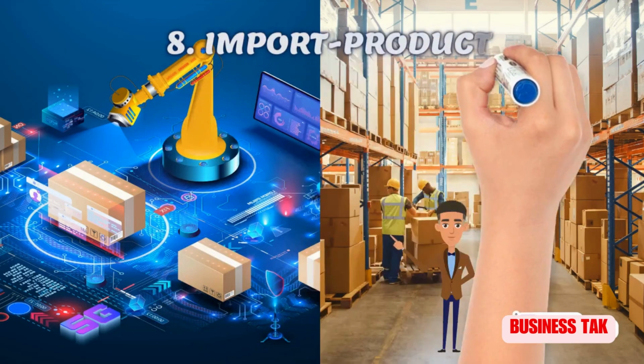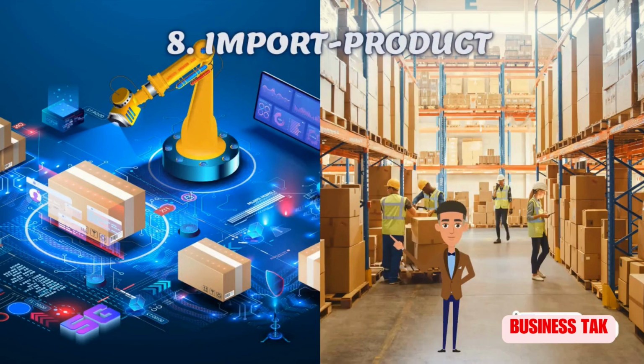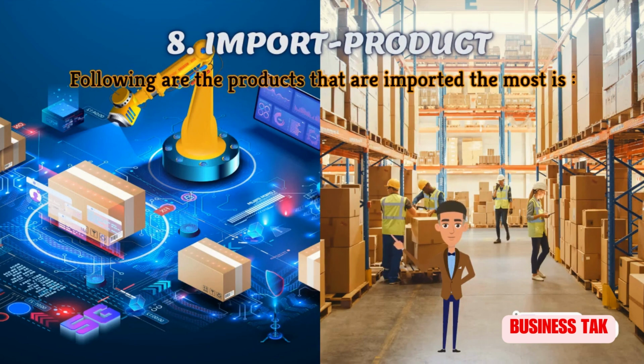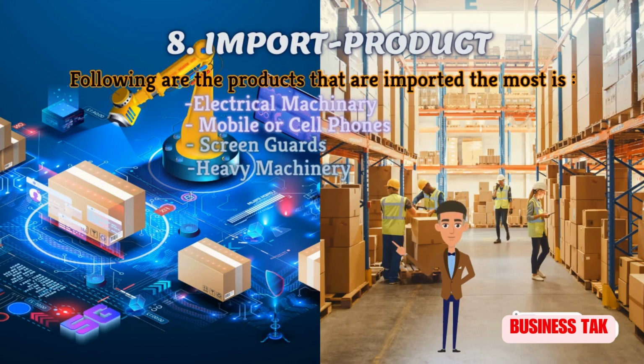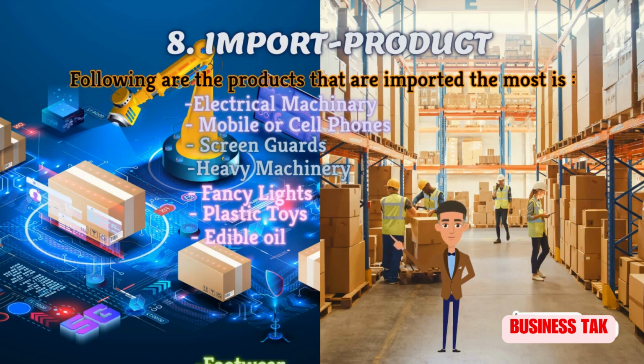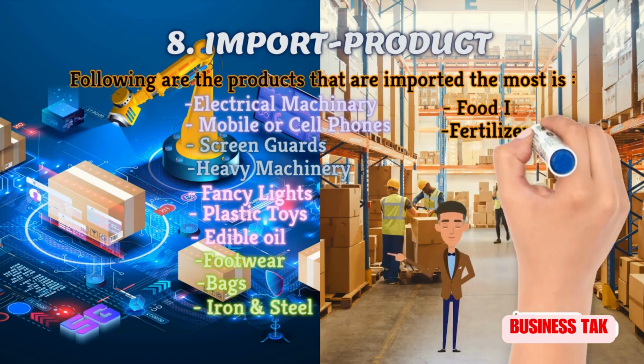Eighth step is import product. Following are the products that are imported the most: electrical machinery, mobile or cell phones, screen guards, heavy machinery, fancy lights, plastic toys, edible oil, footwear, bags, iron and steel items, fertilizer, food items, and frozen items.